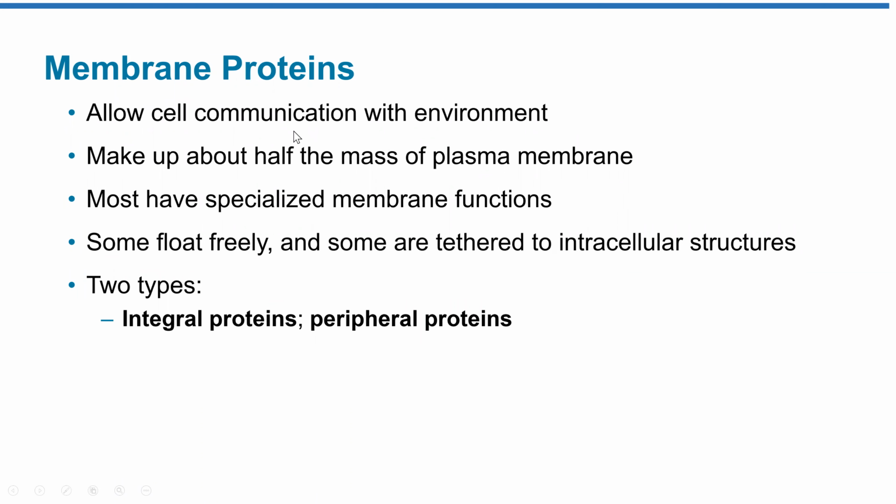Now, membrane proteins have several functions. They allow cell communication with the environment and make up about half the mass of the plasma membrane. Most have specialized membrane functions. Some float freely, and some are tethered to intracellular structures. So we have two types of membrane protein, integral proteins and peripheral proteins.